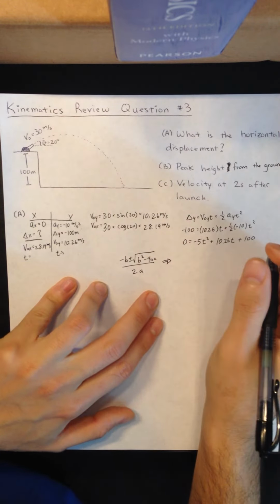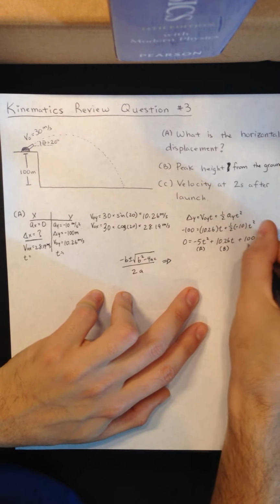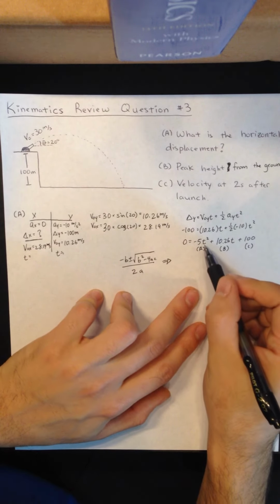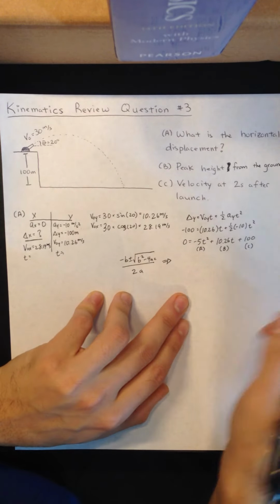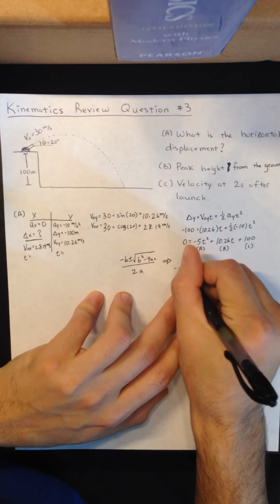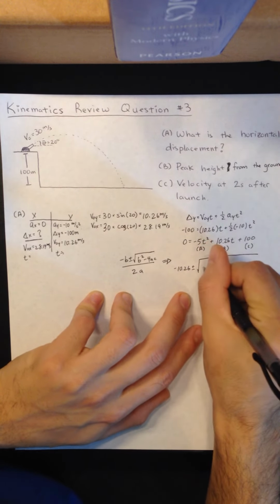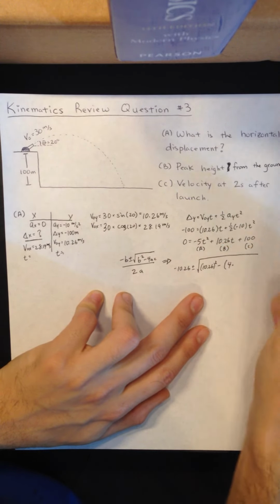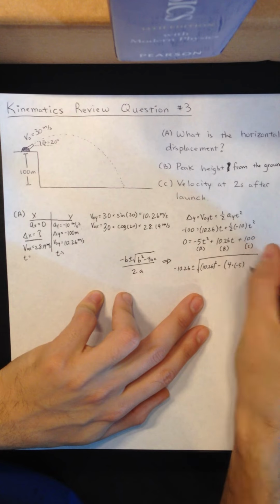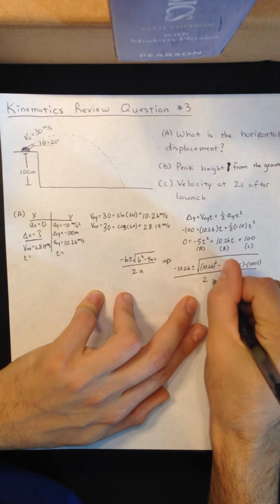So let's see. I should label this: this is a, this is b, this is c. The one with t squared is always a. The one with just t is b. The one without a variable is c. So negative 10.26 plus or minus the square root of 10.26 squared minus 4 times a, negative 5, times c, 100, over 2a.